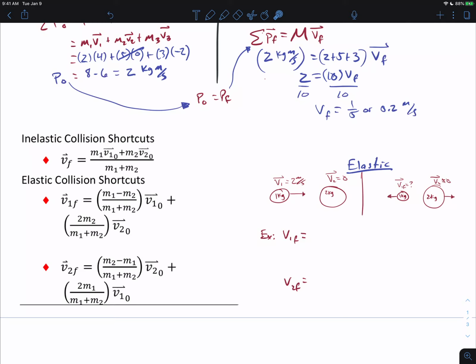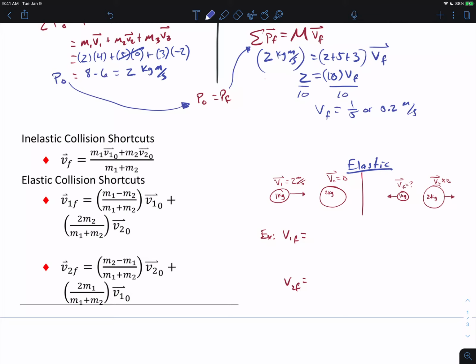So if we use these formulas, you can find the final velocities for any elastic collision of two objects. So let's go ahead and use these right now. They look a little bit daunting because they're very long, but they're pretty easy to use. Velocity 1 final is going to be this times my velocity 1 initial plus this times my velocity 2 initial. So let's go and do this.